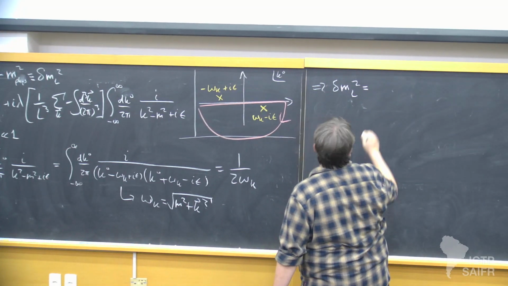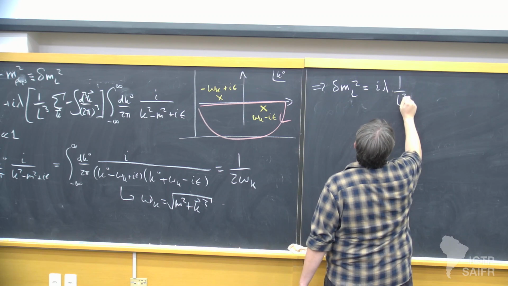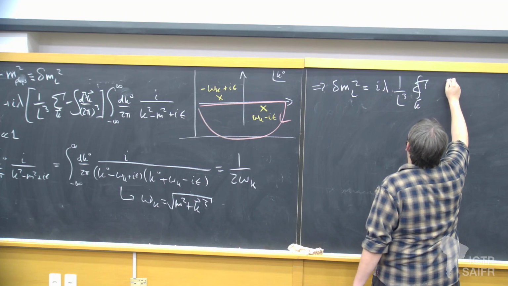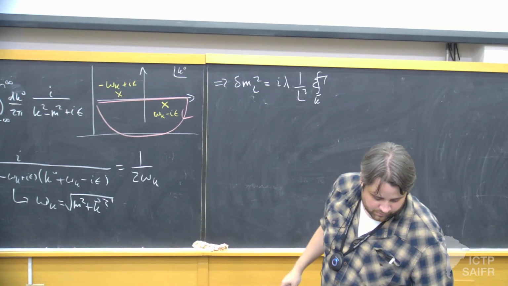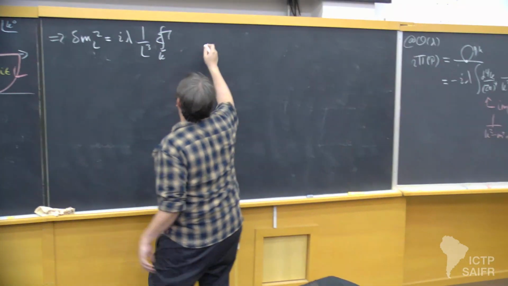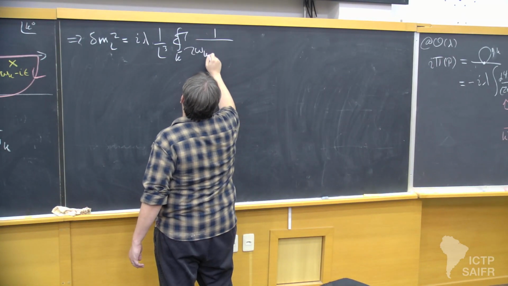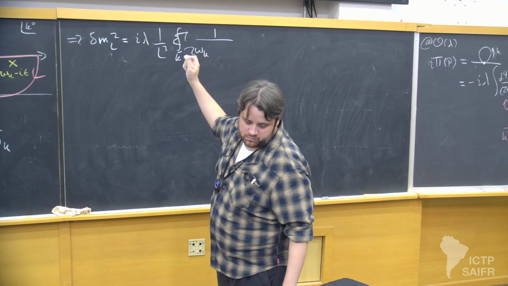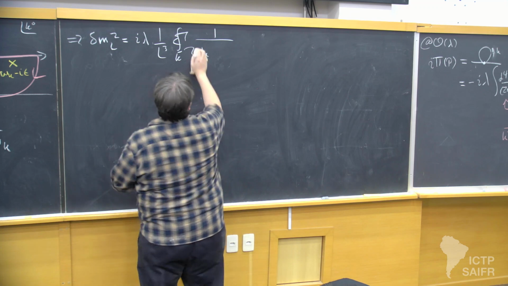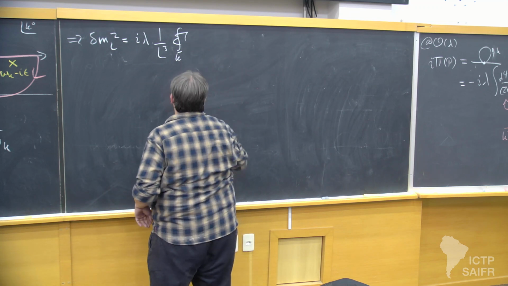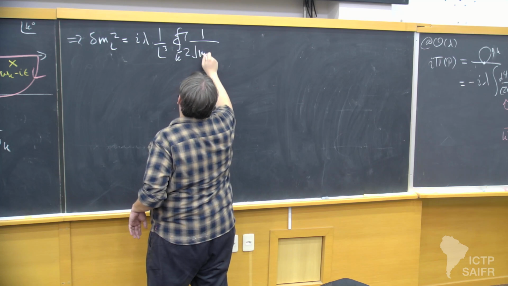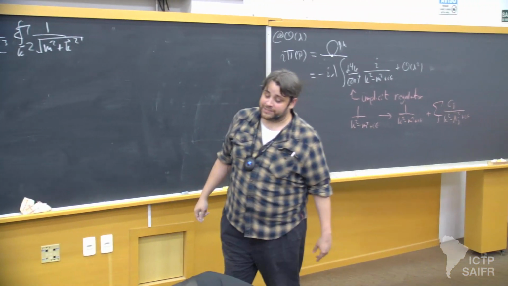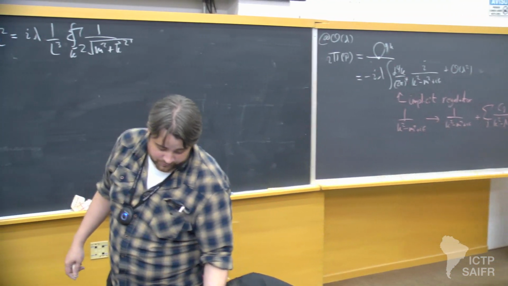So delta ml squared is I lambda 1 over L cubed. I have the sum minus integral of now, let me double check. I got rid of that factor I already. Oh yeah, the factor I goes away from Cauchy residue. So this is 2 omega k. Yeah, just 2 omega k. So it's 1 over 2 omega k, and let me write this as 1 over 2 square root of m squared plus k squared. And again, let me remind you that there is some implicit regularization here when you do these integrals.